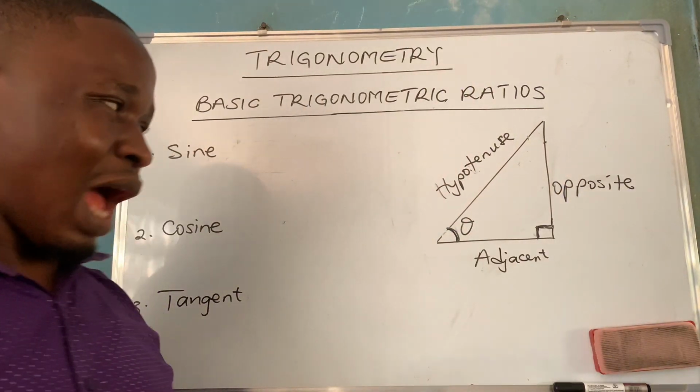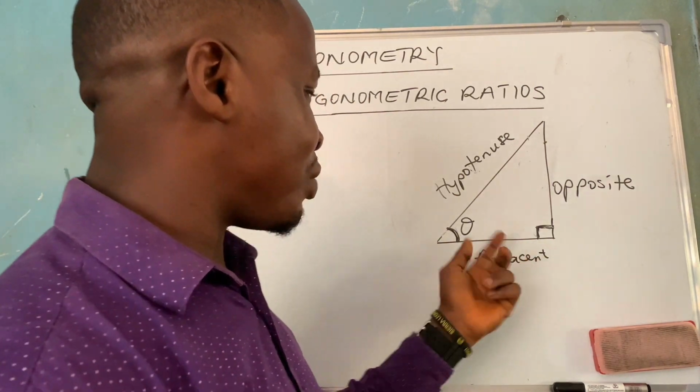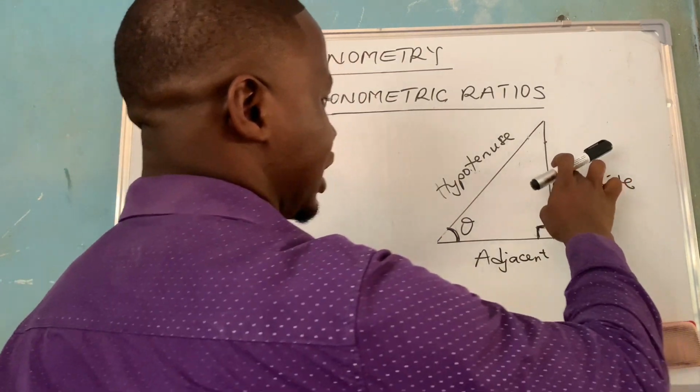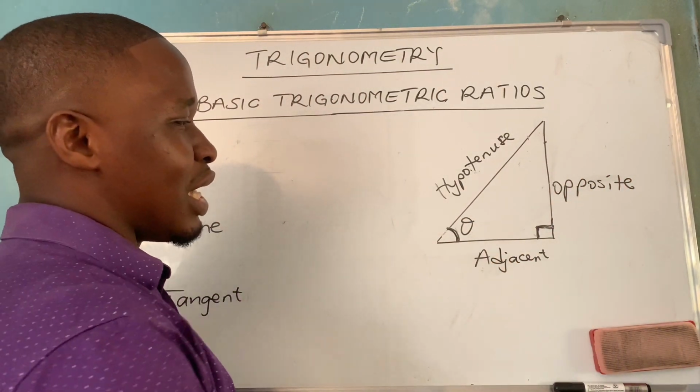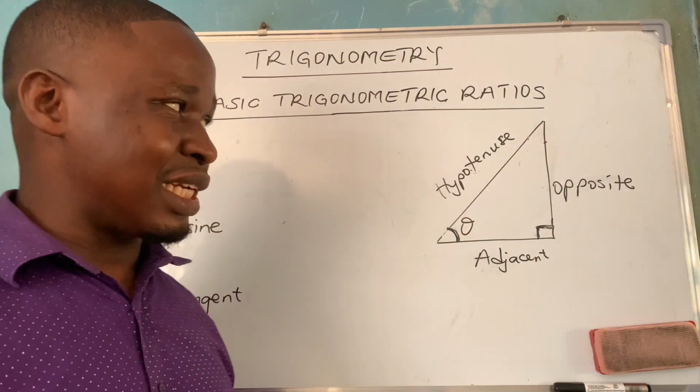So back to our point here where we started. The adjacent side lies between the given angle and right angle. The opposite side is facing the given angle. The hypotenuse side is facing the 90 degrees.